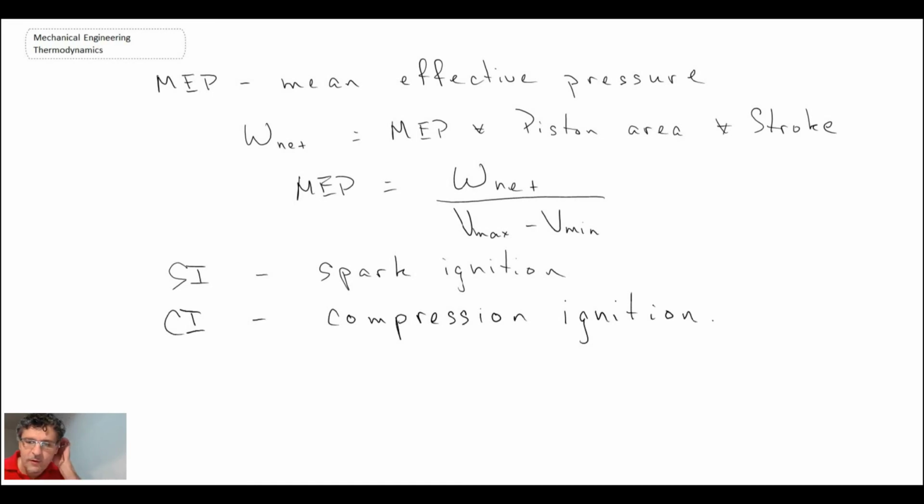So those are some of the terms that we will need as we look at engines and engine cycle analysis, specifically the spark ignition and the compression ignition engine. What I want to do next is take a look at two different types of spark ignition engines.